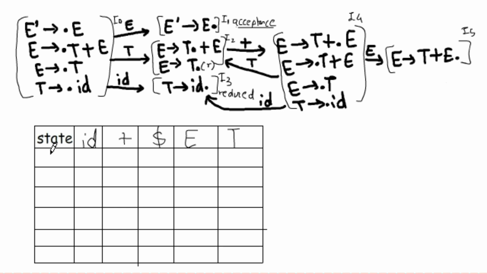Now how do we fill the column? The first state is state 0, item number 0, then 1, then 2, then 3, then 4, then 5. So these are all the states. Now let us start with ID. This is state 0, and it reads ID. When state 0 reads ID, what happens? Just look at this. This is state 0 and state 0 reads ID, then what happens here?